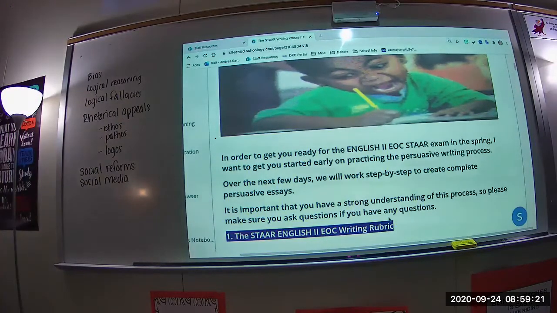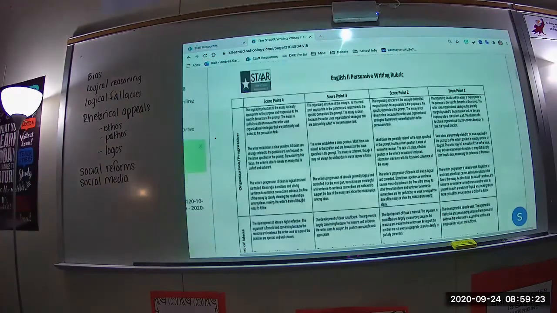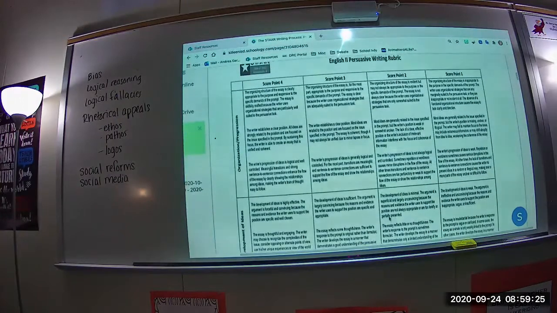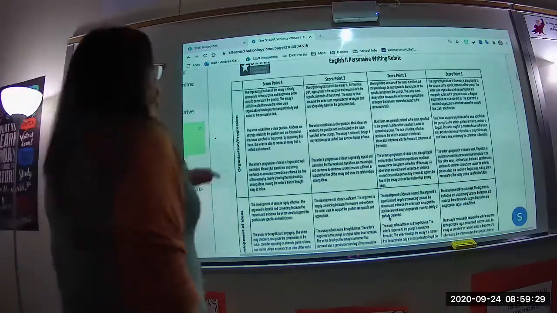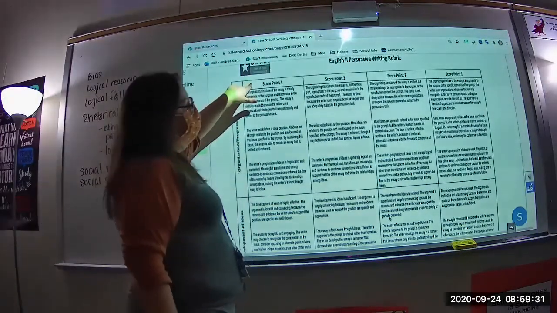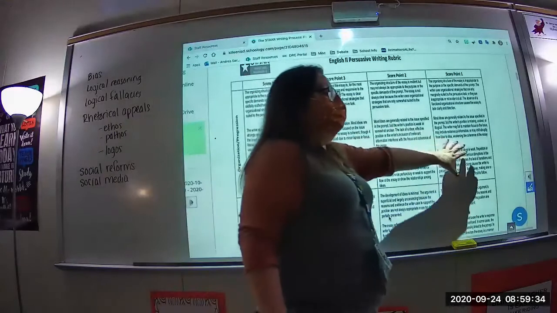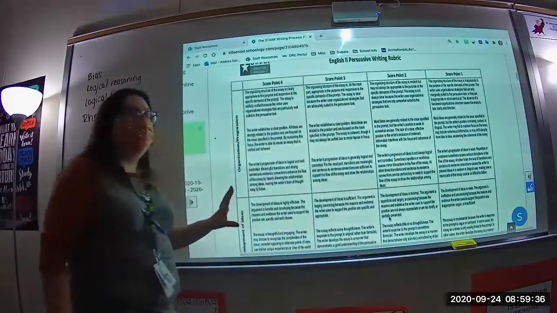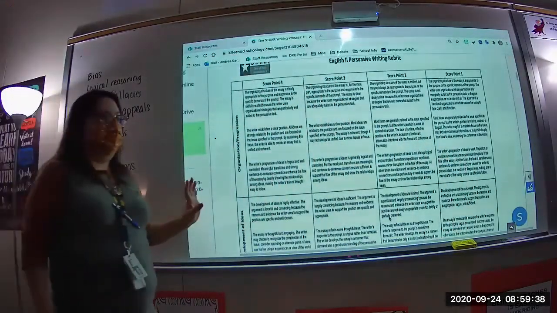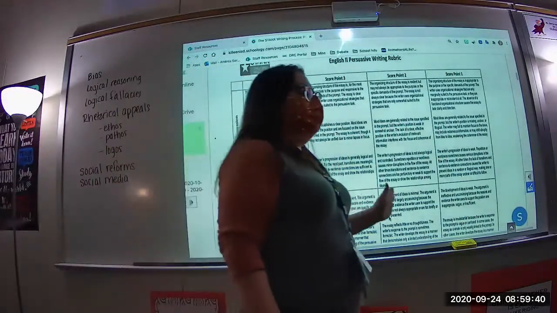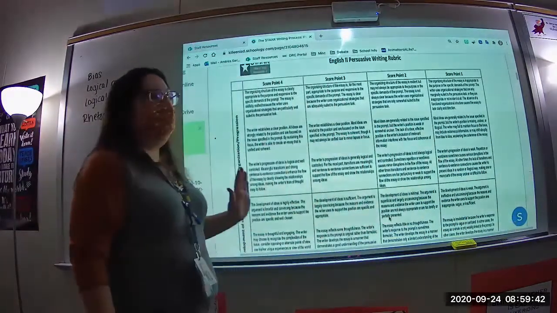Okay, so the STAAR English II EOC Writing Rubric. Everything that you write for the English II STAAR is graded off of a rubric, and you can get up to 4 points, okay? They're very specific. The process that I have developed for you to use to write is very specific to the STAAR to get you the maximum amount of points.